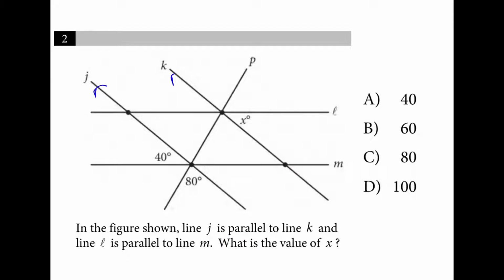Since J and K are parallel and L and M are parallel, we have some transversals here. So there's these relationships that persist across the different angles, and they want to know what is x, and the answer is 40.